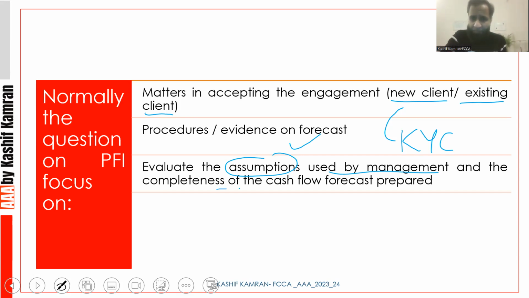and completeness of the cash flow prepared. Has anything been missed in the cash flow? Has the management omitted something in the cash flow? Completeness of the cash flow. This is a very important question.